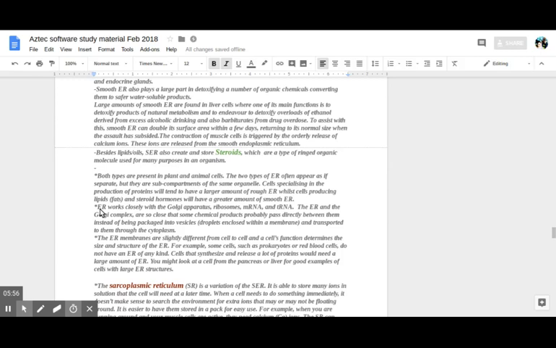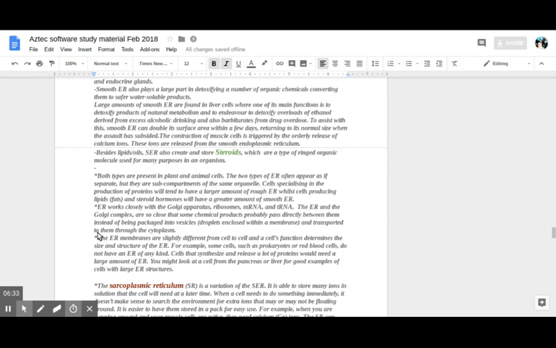Let's see. ER works closely with the Golgi apparatus, ribosomes, mRNA, and tRNA. The ER and the Golgi complex are so close that some chemical products probably pass directly between them instead of being packaged into vesicles, or droplets enclosed within the membrane, and transported to them through the cytoplasm or through them. The ER membranes are slightly different from cell to cell, and the cell's function determines the size and structure of the ER.